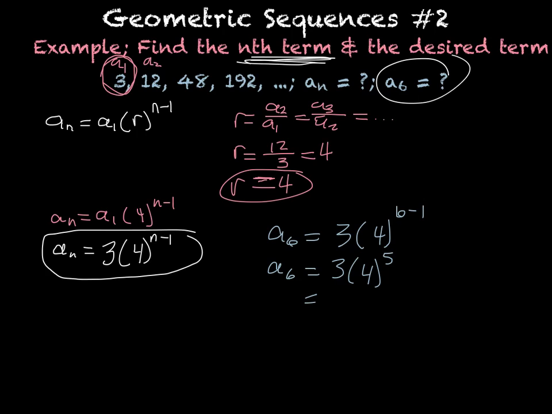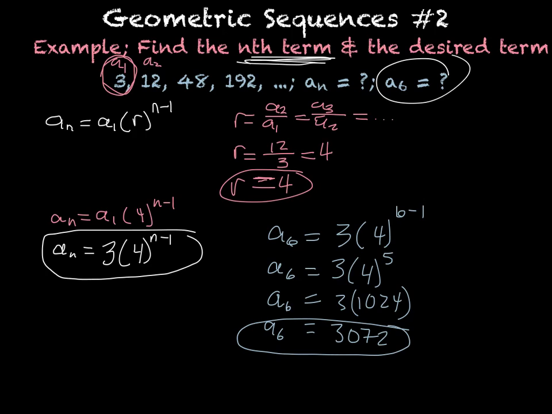So a sub 6 equals 3 times 4 to the power of 5. I use my order of operations. 4 to the 5th power is 1024, times 3. So a sub 6 is equal to 3072. And that is your final answer, because we have our a sub n and our sixth term.